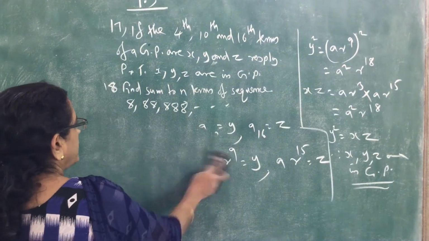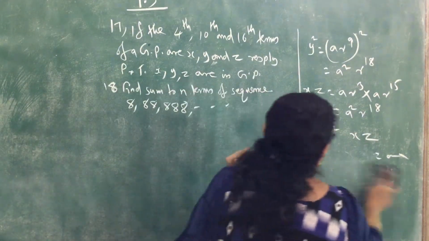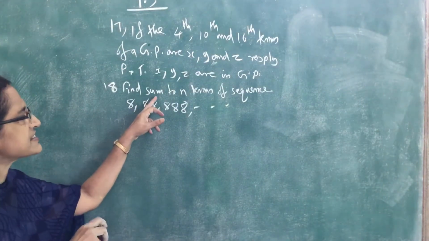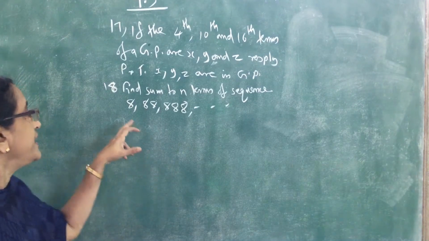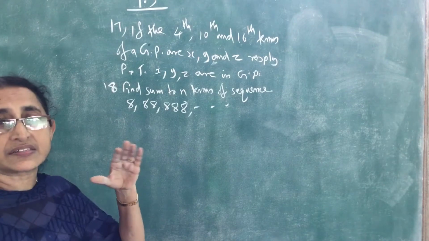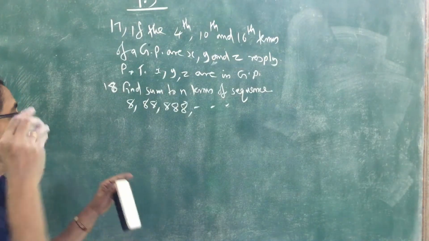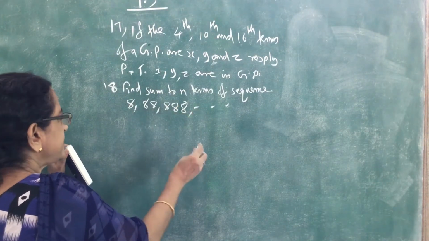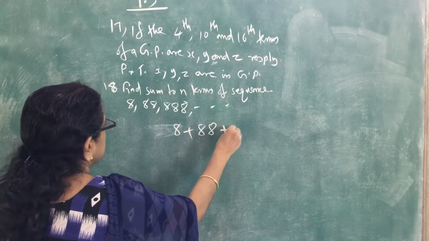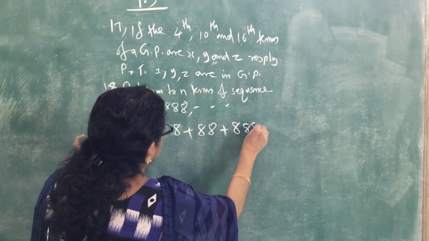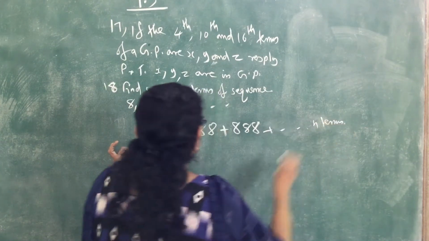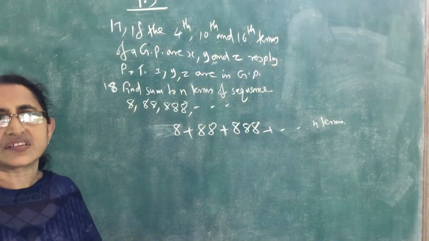Now 18th one. We want to find the sum to n terms of the sequence 8, 88, 888, etc. So consider the series. We want to find 8 plus 88 plus 888 plus etc. up to n terms. We want to find the sum of the sequence to n terms.